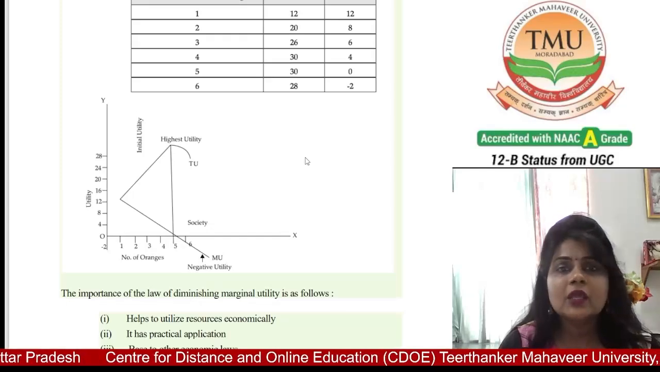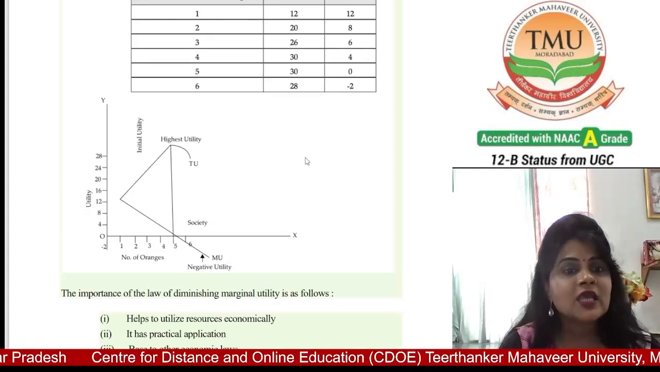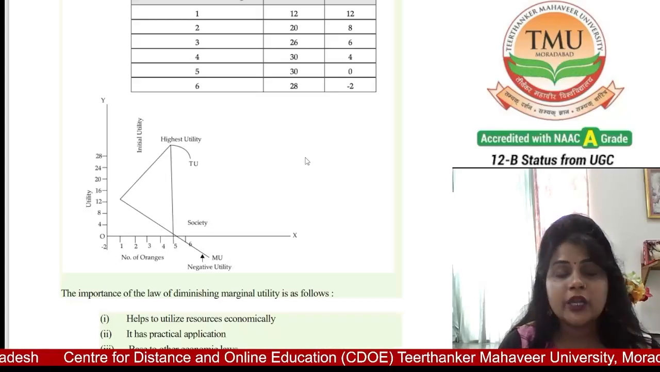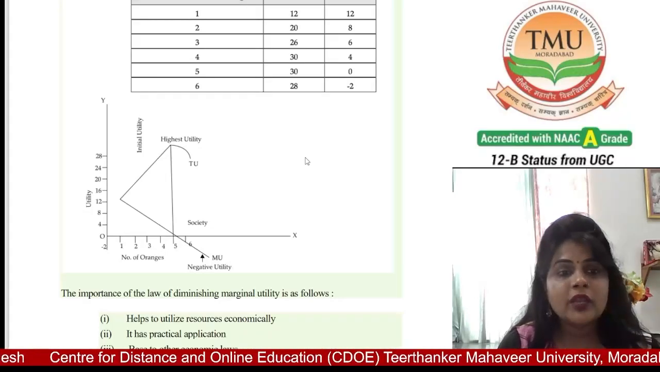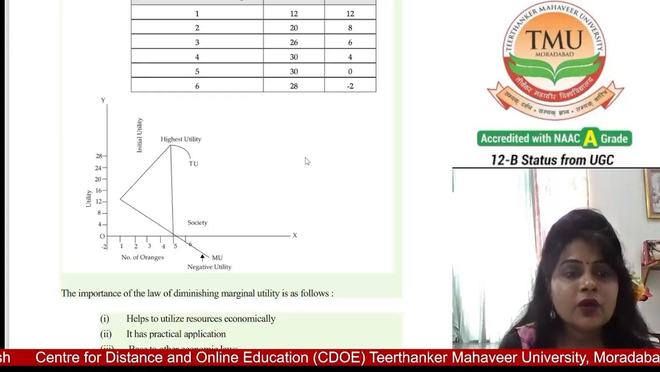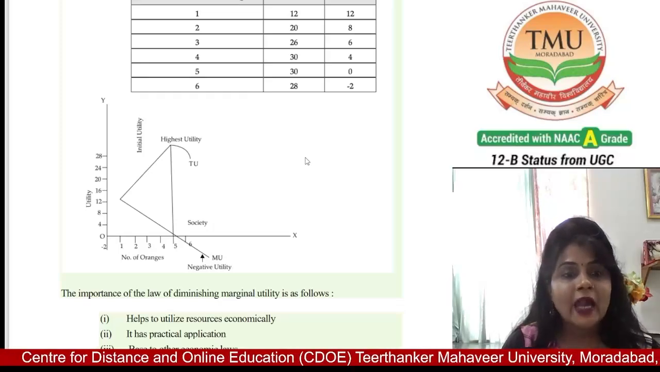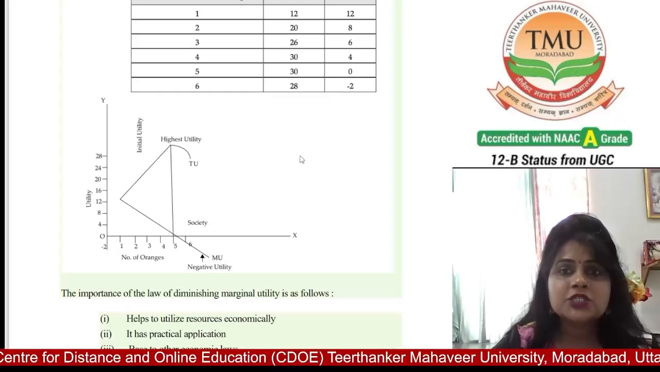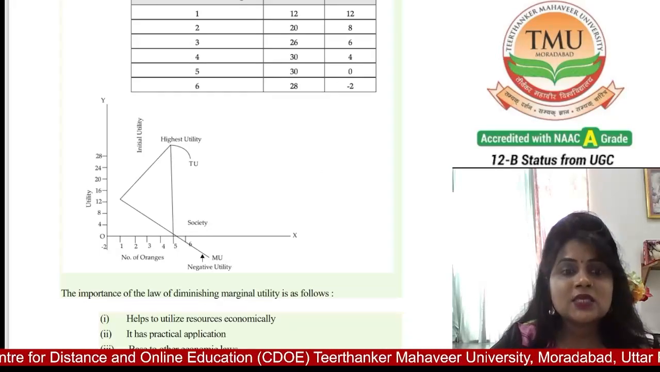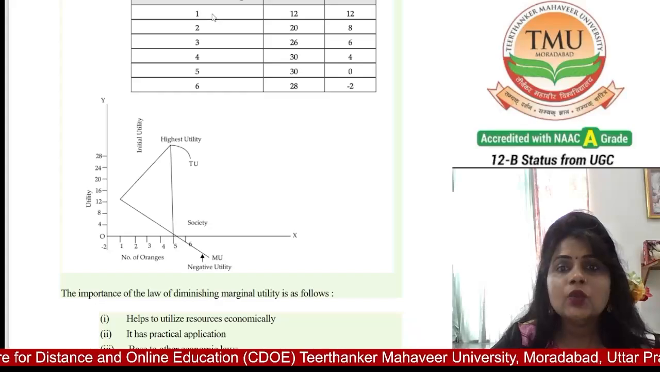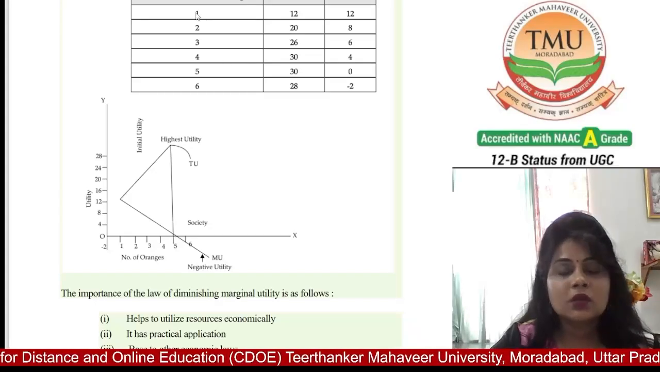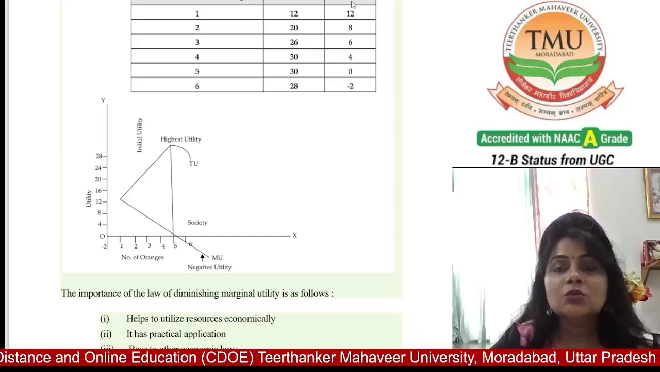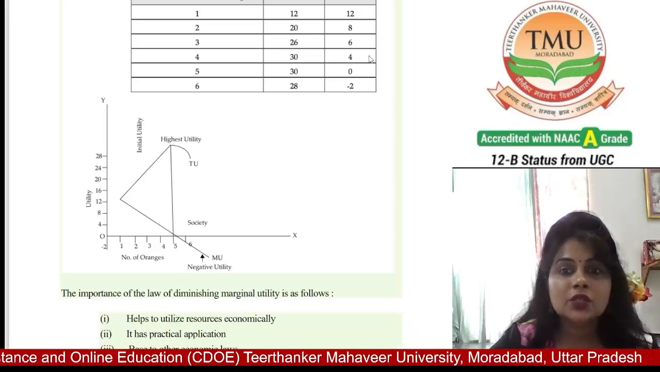Positive marginal utility refers to the highest amount of marginal utility derived from the consumption of a commodity, and this phenomenon occurs when the consumption of more units gives additional satisfaction to the consumer. For example, in this schedule, you can see that on consuming 1 to 4 units of orange, the consumer gets positive marginal utility.